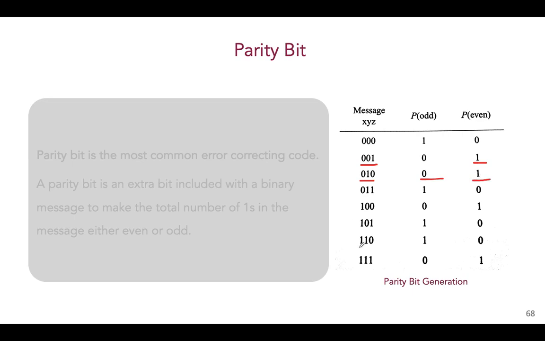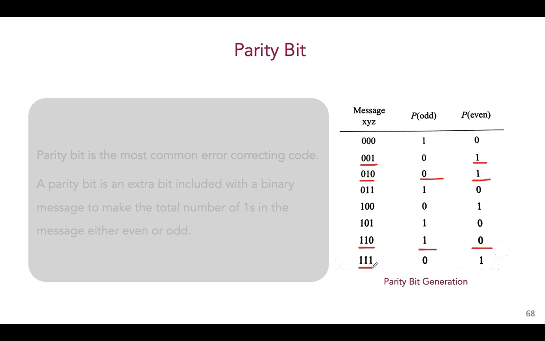For example, 1110 has an even number of ones in it. So with odd parity, if I add another bit 1 to it, the number of ones in this message would then be 3, which is odd. With odd parity, by adding 1, you're making the number of ones in this message odd. With even parity, you add a 0, and then the number of ones remains even.